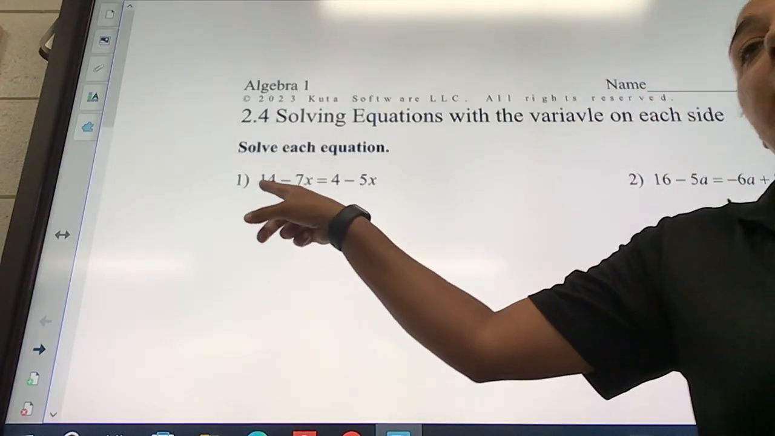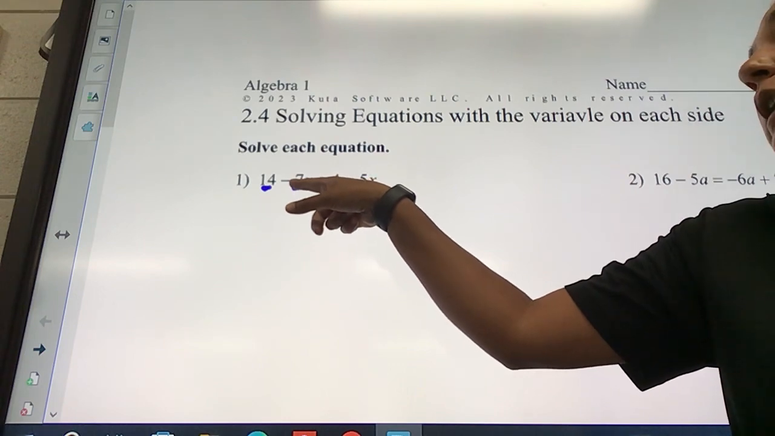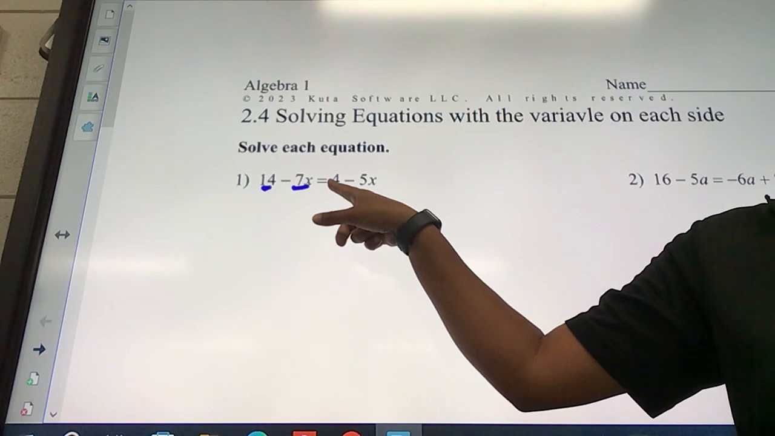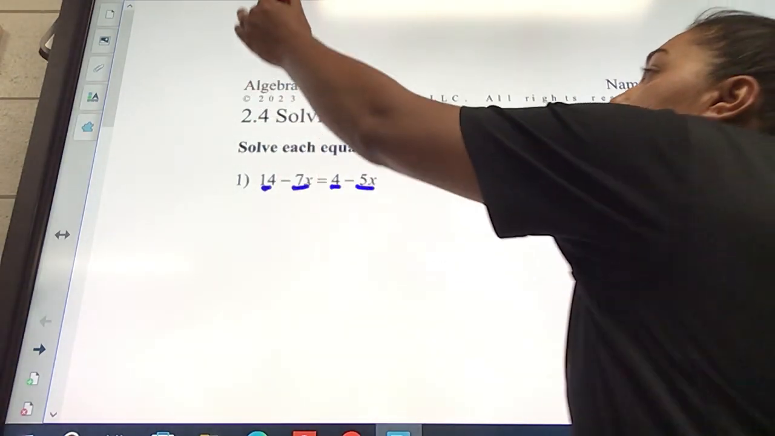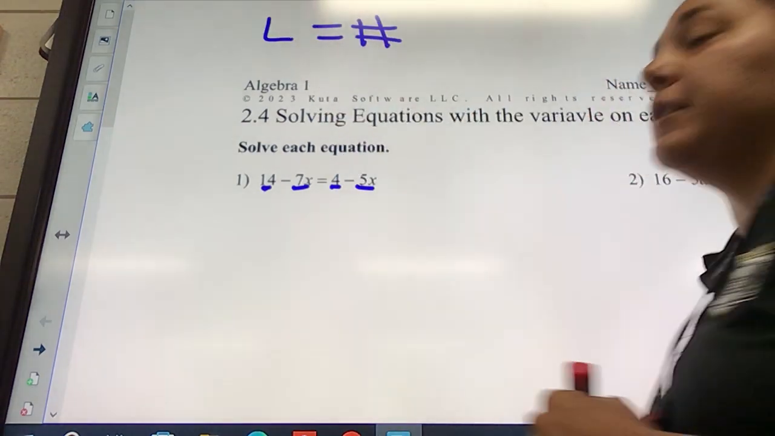Okay, there's not. It's just a number. Okay, whereas the 7 is a letter. Okay, the 4, is that a letter or a number? It's a number. What about the 5x? It's a letter. Okay, so letters are always going to be moved to the left side, and numbers are always going to be moved to the right side.